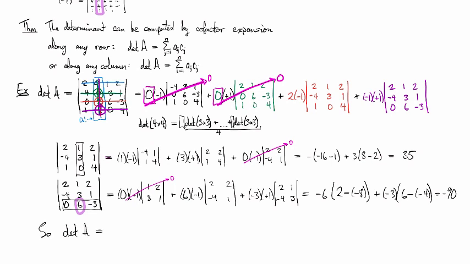So the determinant of A was, let's see, I had minus 2 times 35 plus negative 1 times minus 90, and so that gives me 20. So there's my answer for this determinant. So like I said, not super efficient, but still often helpful.